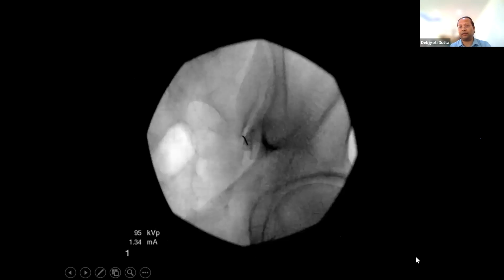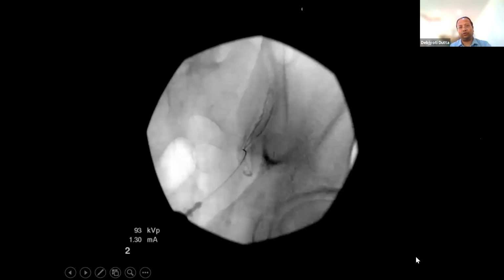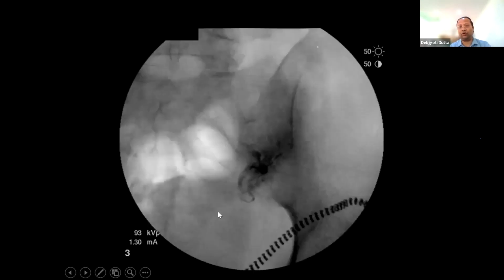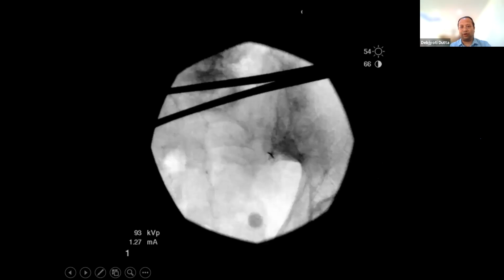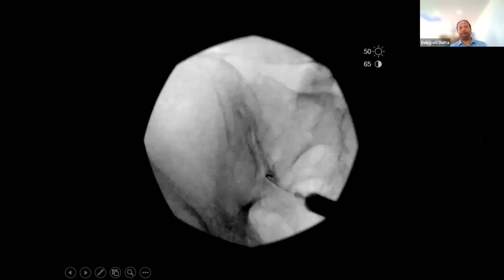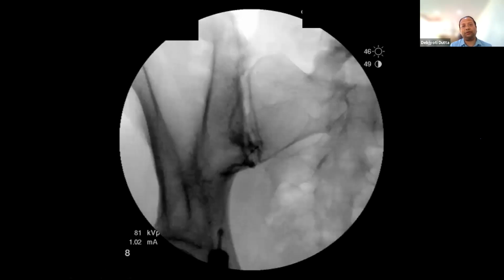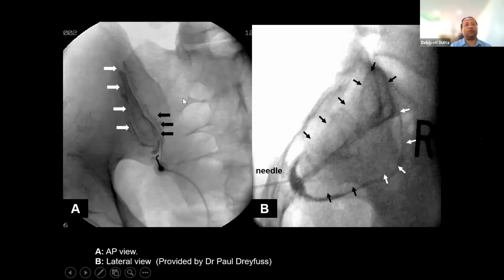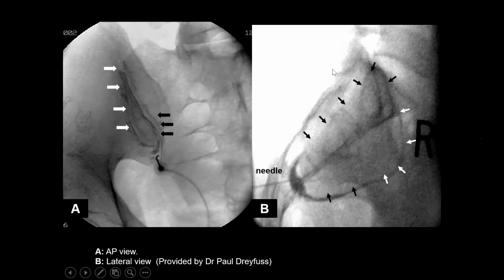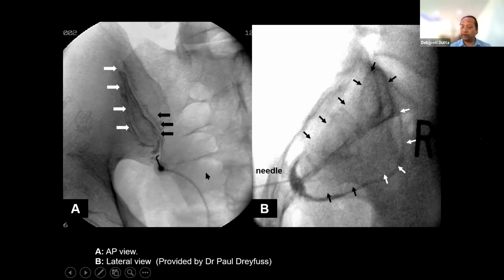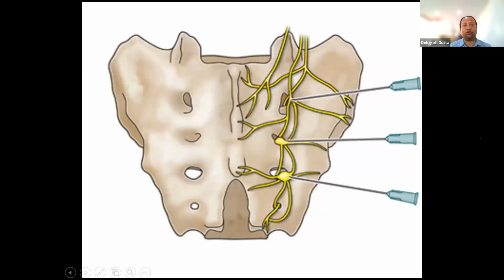Our needle will be like this, and then we will give contrast. Contrast will spread like this. Best picture. Sometimes it doesn't spread so well because the capsule is torn. But this is the best contrast spread, I have shown you the best. You can see the whole joint, I mean, the margin is shown.